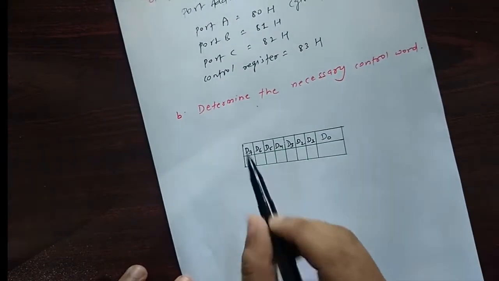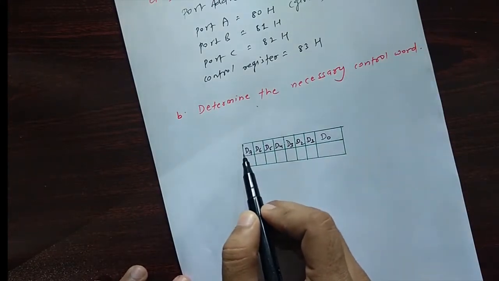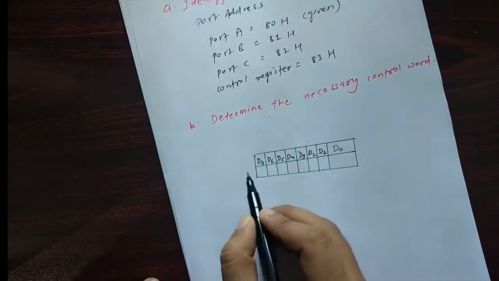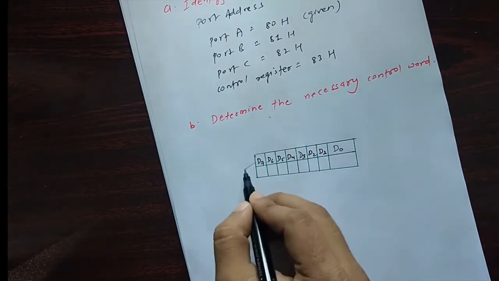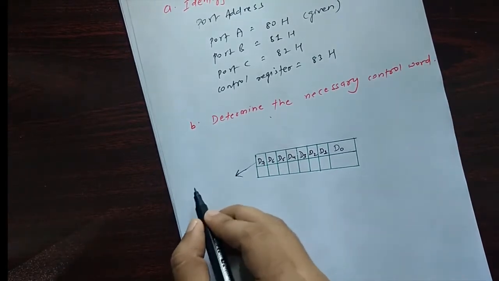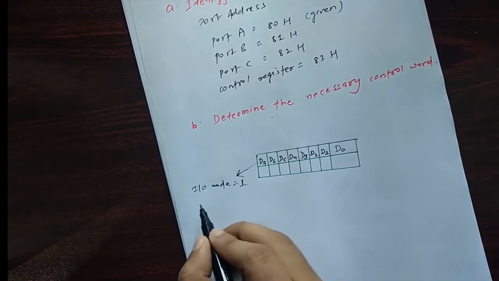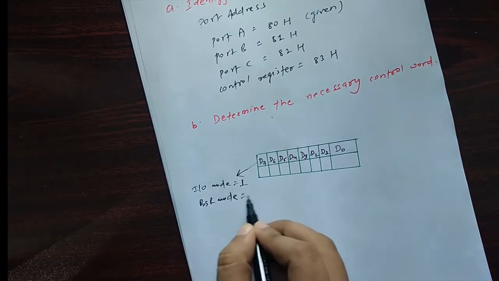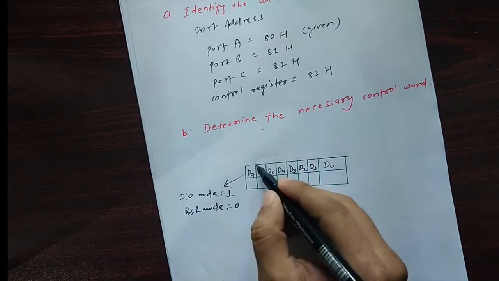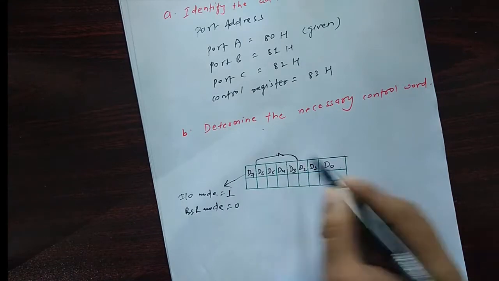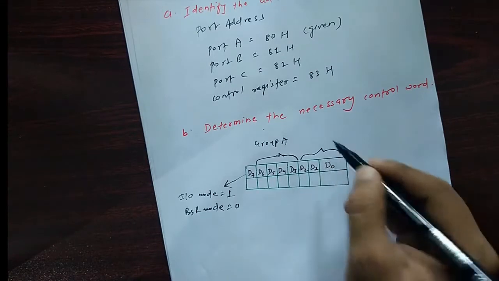D7 will be 1 if the PPI operates in input output mode, and it will be 0 if the PPI operates in BSR mode. So let me write it down here. Input output mode equals 1, and BSR mode equals 0. And then these bits are grouped as group A, and these bits are grouped as group B.